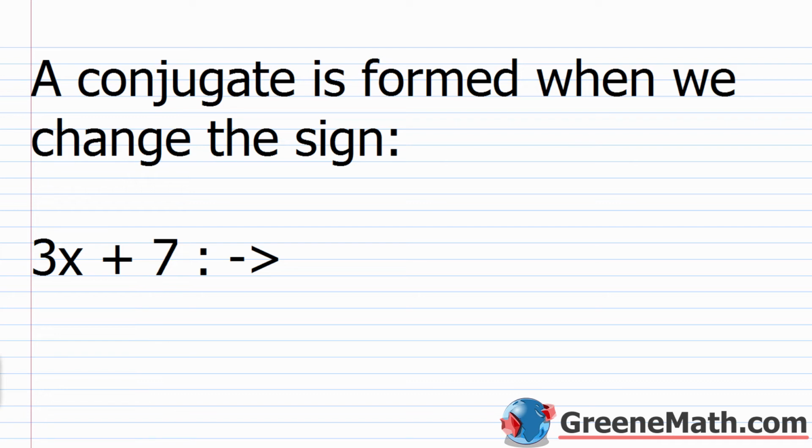And before we start jumping into that, we have to learn about something known as a conjugate, okay? So a conjugate is formed when we change the sign of something like this. So if I have 3x plus 7, I would have 3x and I would have 7, but my sign would change. So the conjugate of 3x plus 7 is just 3x minus 7.